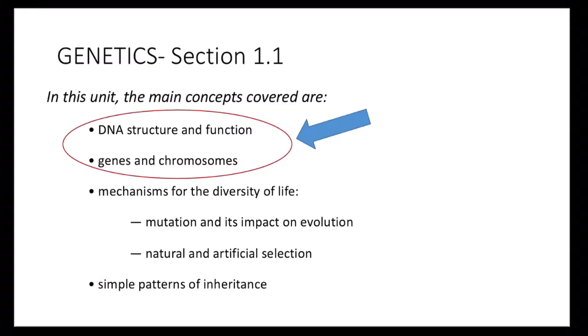So let's break down genetics, starting with section 1.1. In this unit, the main concepts covered are, today for example, we're going to focus on DNA structure, function, and the genes and chromosomes. Then we're also going to go into mechanisms for diversity of life, mutation and its impact on evolution, natural and artificial selection, and simple patterns of inheritance. So how are things passed down the family line?